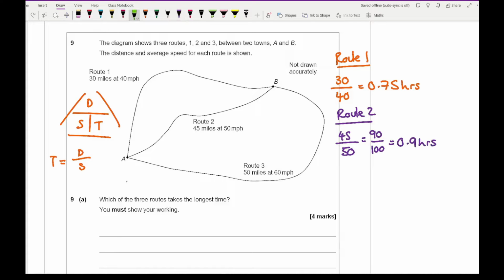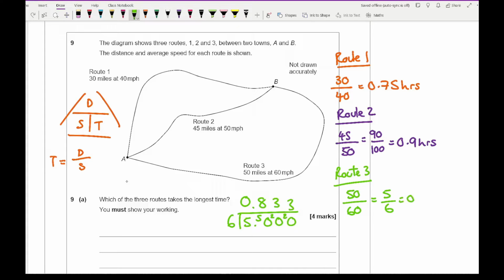And then finally for route 3, we've got the distance of 50 divided by 60, and that's 5 over 6. If I just do a bit of division in case you're not sure about what 5/6 is, we carry that forward, that's going to be an 8 remainder 2, and then a 3 remainder 2 and a 3, so it's going to be 0.83 recurring hours.